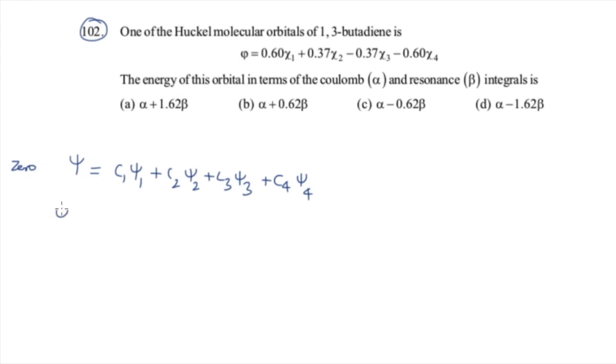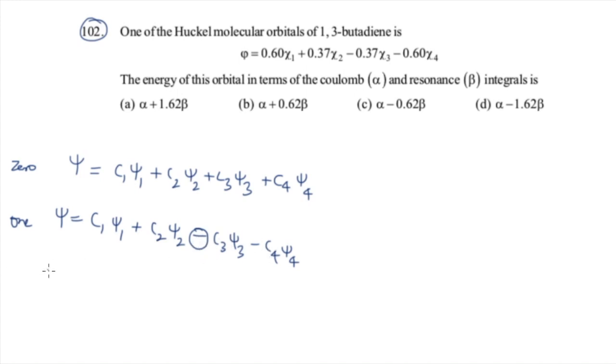Now if you have psi equals C1 psi 1 plus C2 psi 2 minus C3 psi 3 minus C4 psi 4, in that case we have 1 node, because the sign has changed from here. Okay, don't count the number of sign changes, you just have to see where the sign has changed.